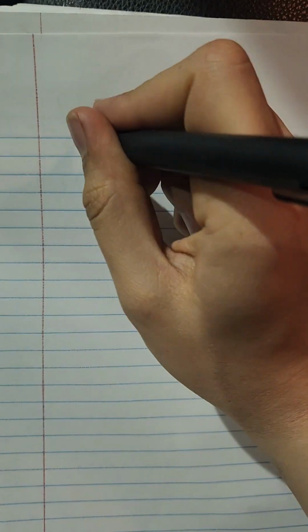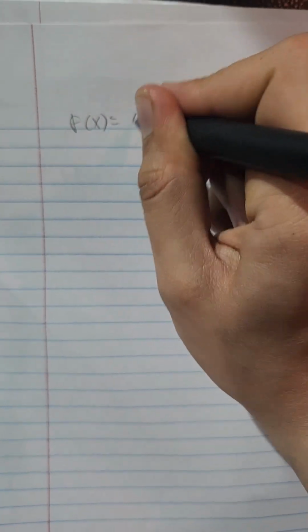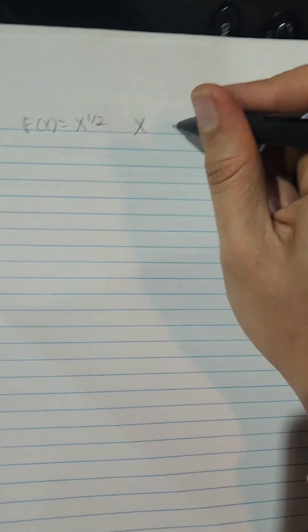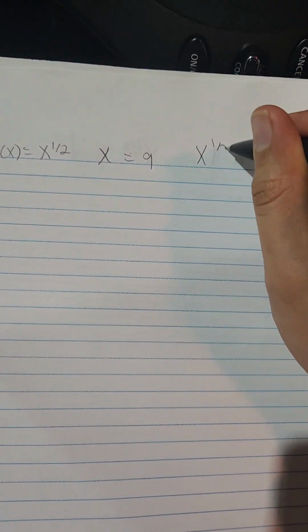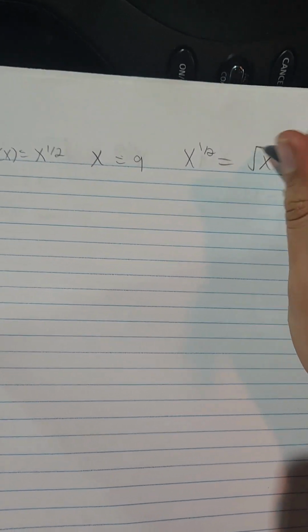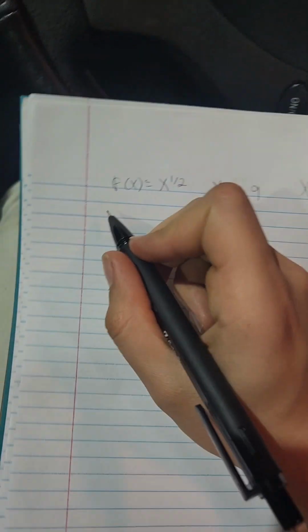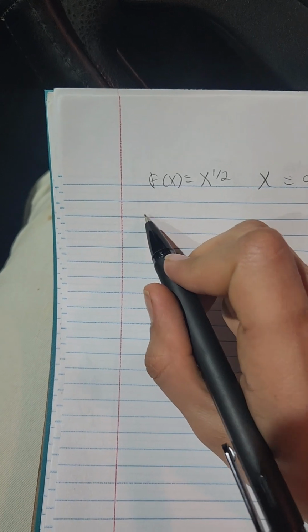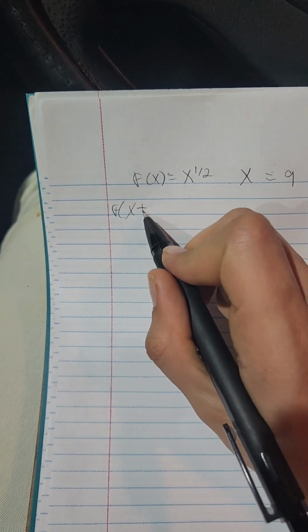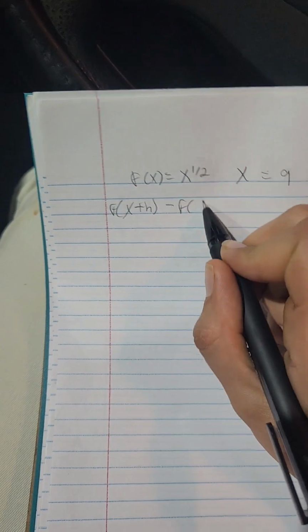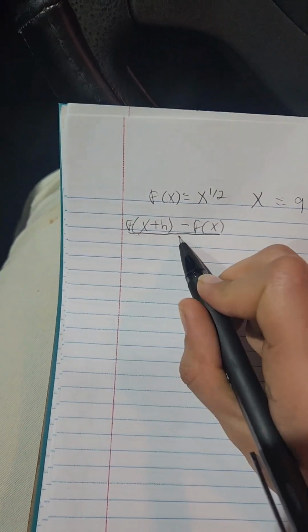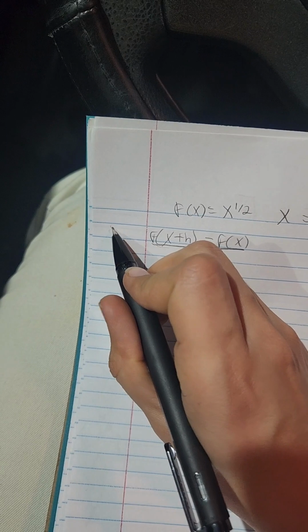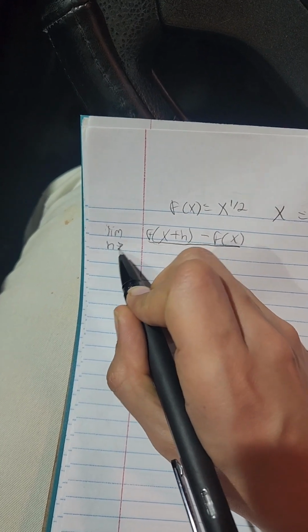Today we're gonna be doing the equation f of x equals x to the 1/2, and we're gonna evaluate it at x equals 9. Now the thing to consider here is x to the 1/2 is also equal to x square rooted. So now we're gonna try to plug it into this equation, that is, f of x plus h minus f of x, all over h, as the limit of h goes to 0.